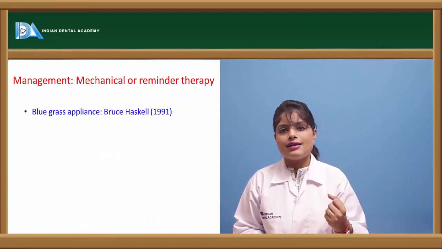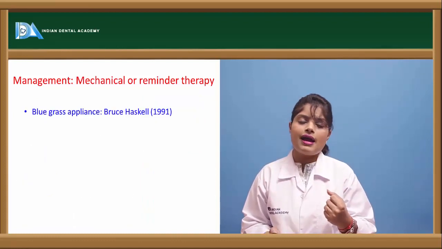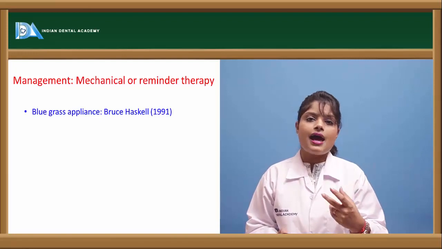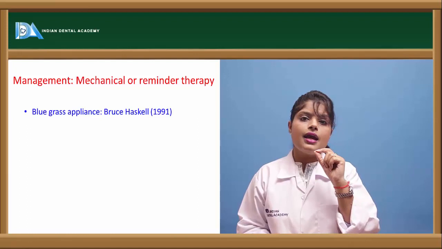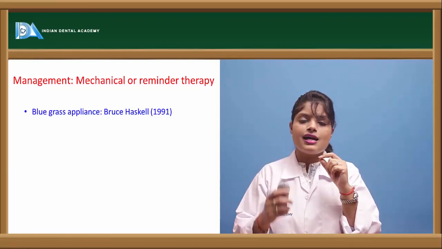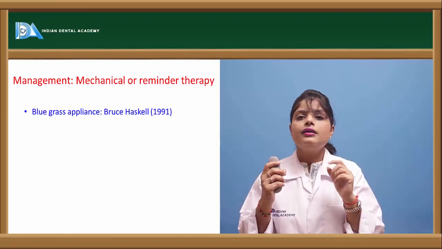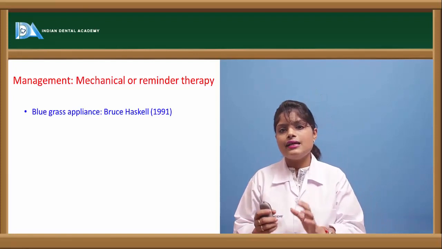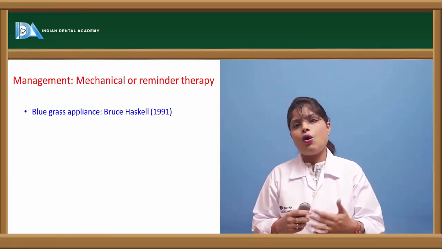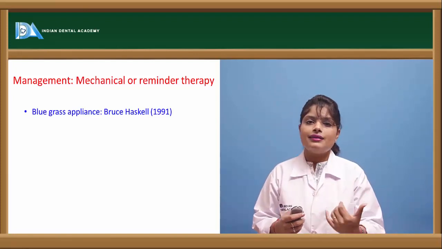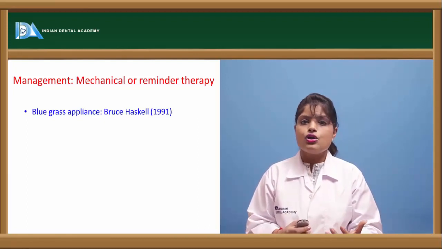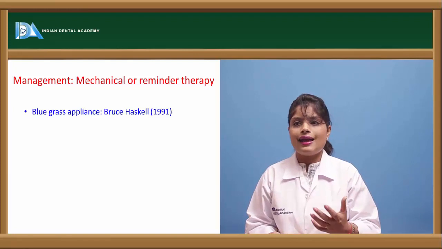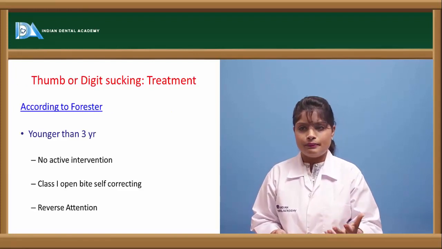Then a bluegrass appliance, which was also given by Haskell. This appliance has a particular ball which is present in the rugae area, which is attached to the wires, and the child gets engaged into the activity of playing with the ball rather than the initial activity of thumb sucking. So this is how the habit can be discontinued in the child.